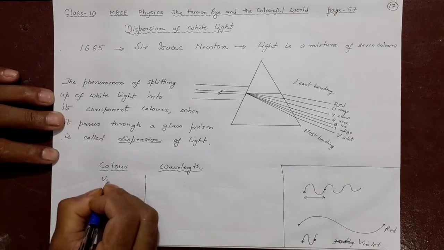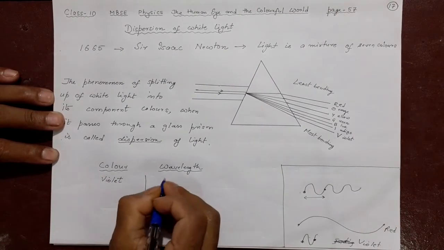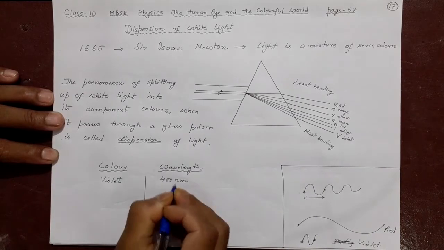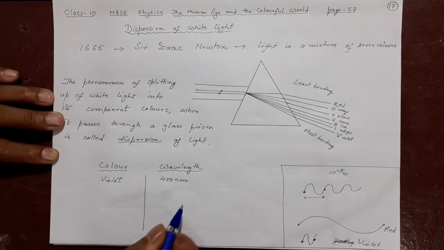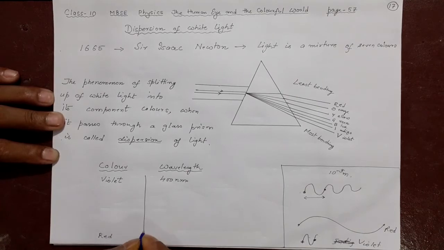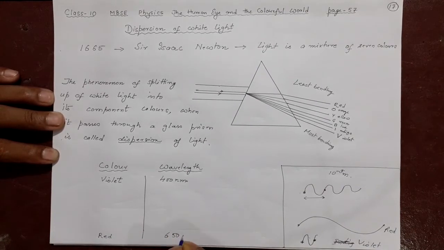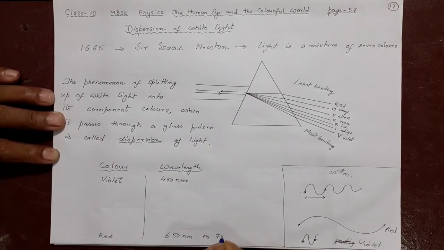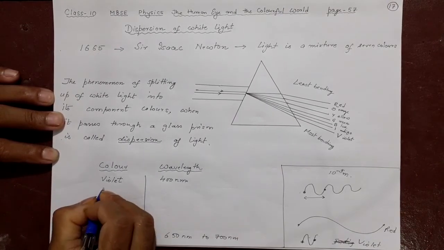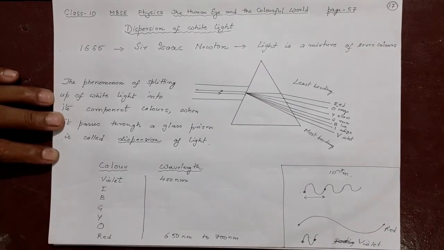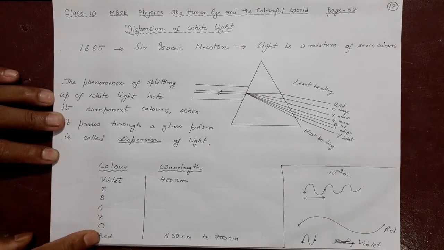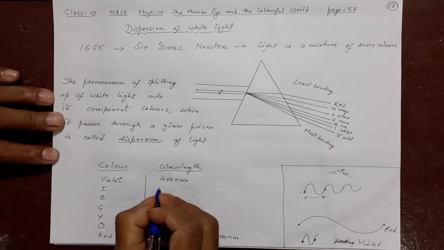So we will write the minimum is violet, 400 nanometer. Nanometer is a very small unit, 10 to the power minus 9 meter. Even the biggest, red at 650 to 700 nanometer, is also very small. VIBGYOR: violet, indigo, blue, green, yellow, orange, red. I will not write the full thing, you can fill it in on your own.